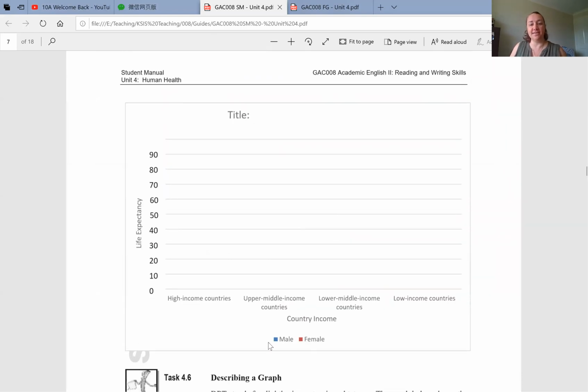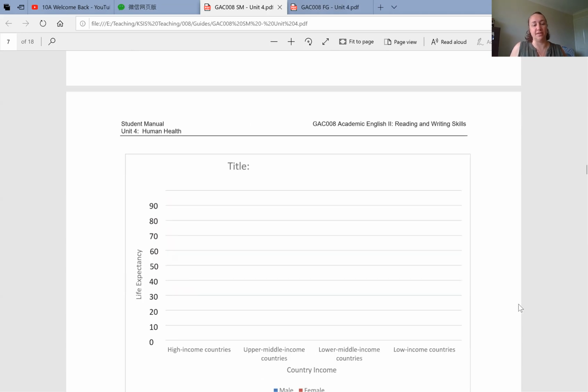All right, so you can see down here we've got male and we've got female. So there's going to be probably 2 bars for each of these. Okay. And you need to work out what the title is. I'm going to describe the graph to you and then we're going to go from there. Okay, here we go.